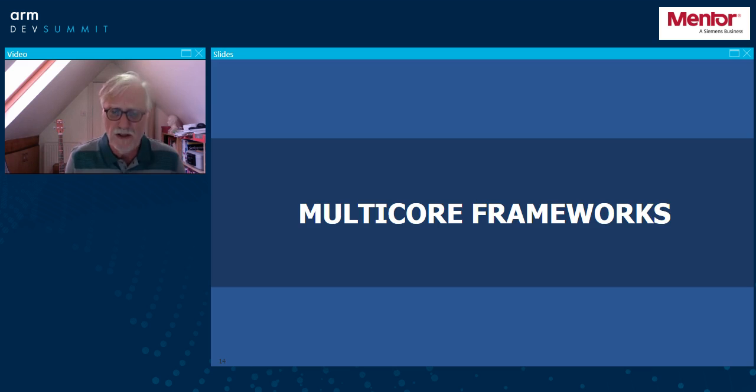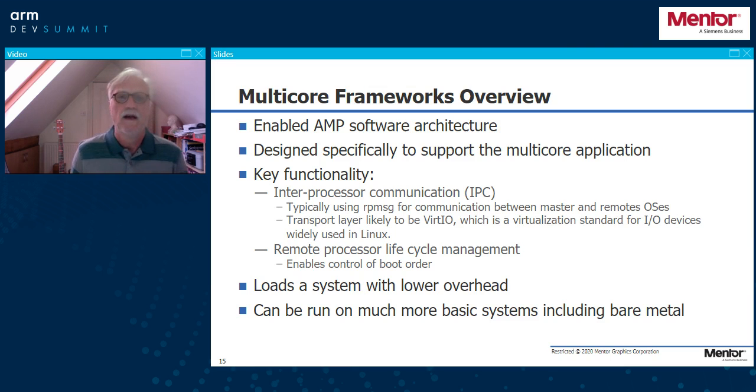The obvious alternative to a hypervisor is a multi-core framework. This is terminology which is not that familiar. It's technology which has really only emerged in the last few years as multi-core has become more common, bearing in mind that hypervisors are used in single-core environments as well. A multi-core framework is a means of enabling an asymmetric multiprocessing software architecture.